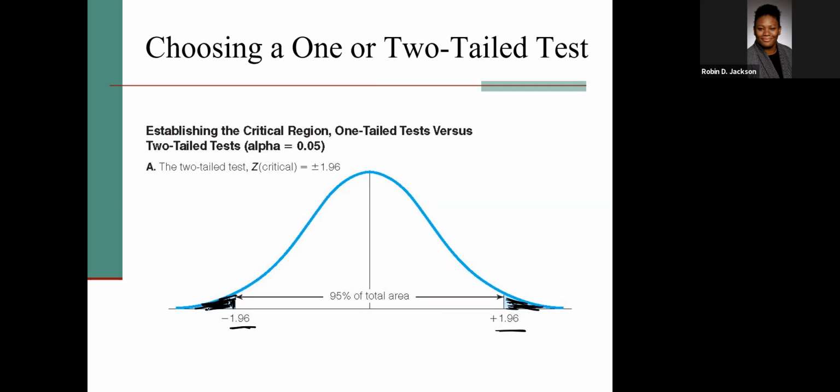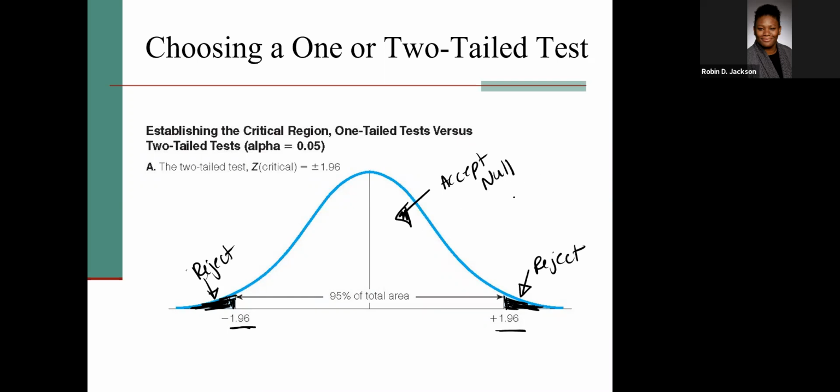Okay, so everything that I'm coloring in black, that's the area beyond the Z critical, if you will. So if your score falls in here, or if your score falls here, then you reject the null. But if it falls in this area right here, you would accept the null. Basically saying there are no differences.